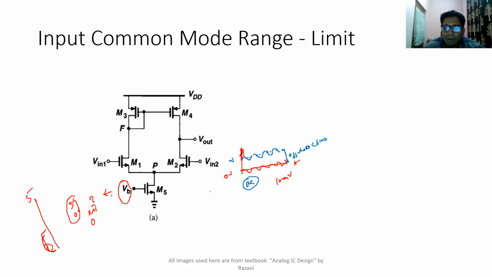Now the question is, what should be this voltage? What should be the bias voltage which you are adding to the input signal? See, this DC, whatever I have said earlier, if you directly give this, it should be greater than VTH.